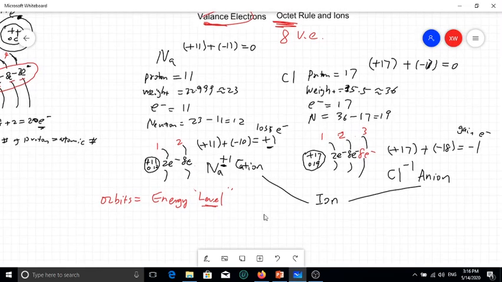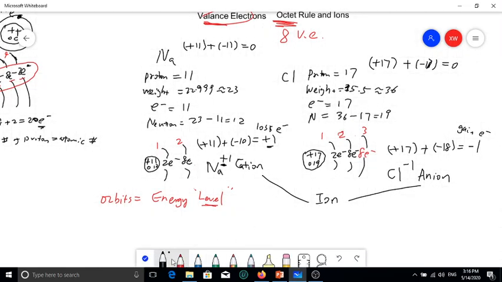And when sodium becomes positive 1 charged, and the chlorine becomes negative 1 charged, now between the cation and anion, there's a natural attractive force that will keep them together. So this is called forming a compound.